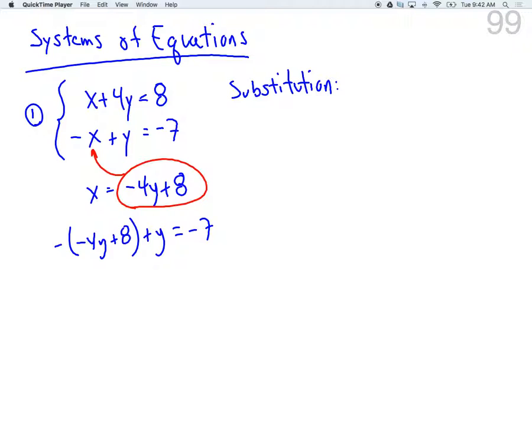Is this a solvable equation? Yes? How do you know? Only one variable. Okay. One variable should be solvable. So let's do that. 4y minus 8 plus y is equal to negative 7. So that's 5y is equal to 1. And therefore y is equal to 1/5.